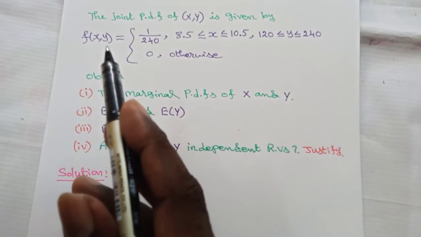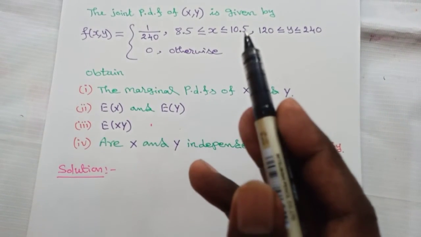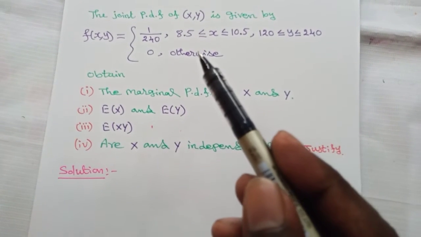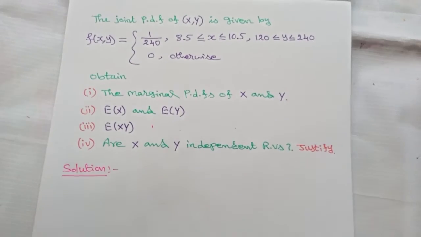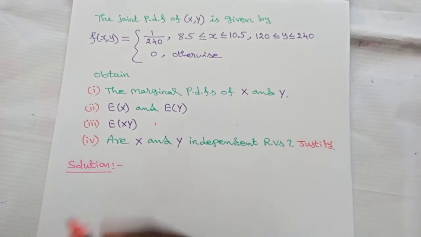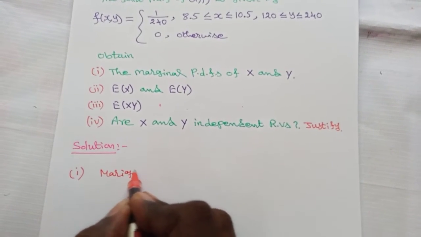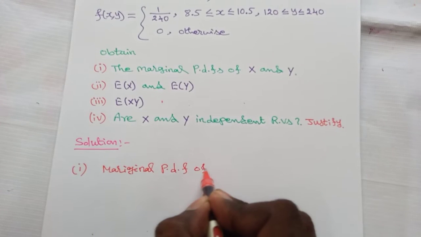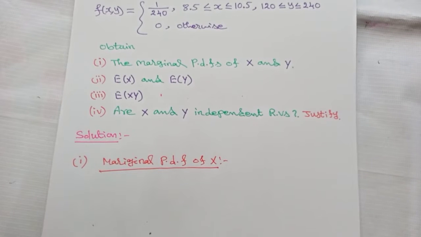So the given function f of x comma y is 1 by 240, x range is 8.5 to 10.5, y range is 120 to 240. For other range, 0. Okay, so this is the given function. From the given function I want to find out the marginal probability density function of x and y. So first I am going to find out the marginal probability density function of x.